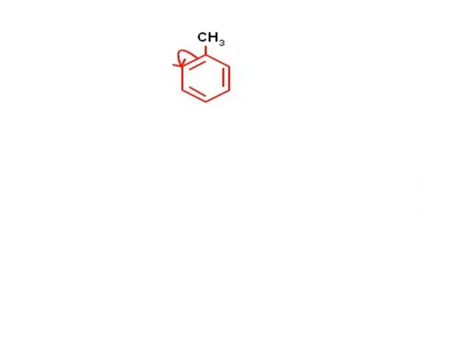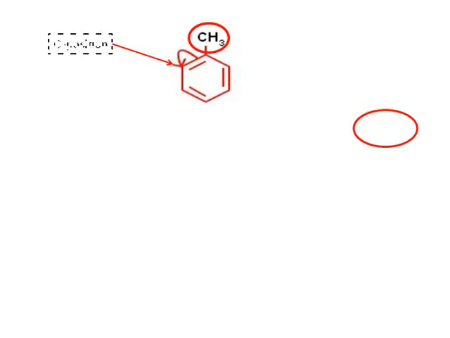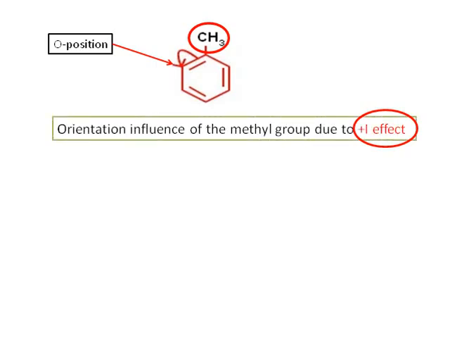So next we will go to the electrophilic aromatic substitution. For that we should know how the aromatic electrophilic substitution occurs. For that here we have taken toluene. In toluene this is the methyl group having the plus I effect, so the pi bond in the benzene ring is shifted to the carbon as the lone pair of electrons at the ortho position. So this is called the orientation influence of the methyl group due to plus I effect.